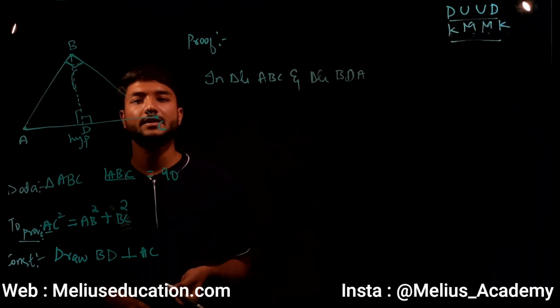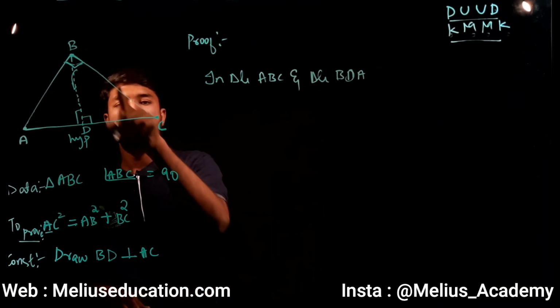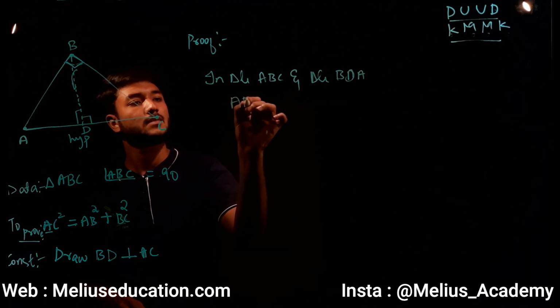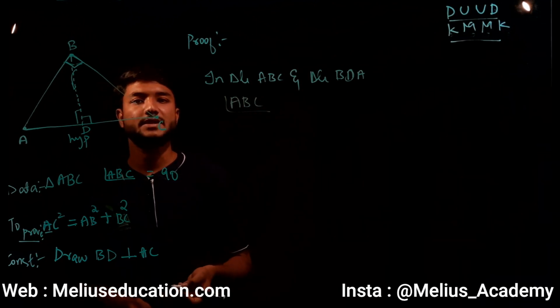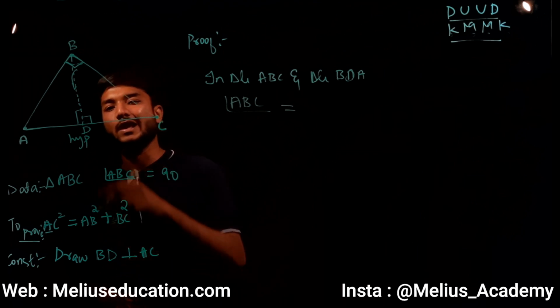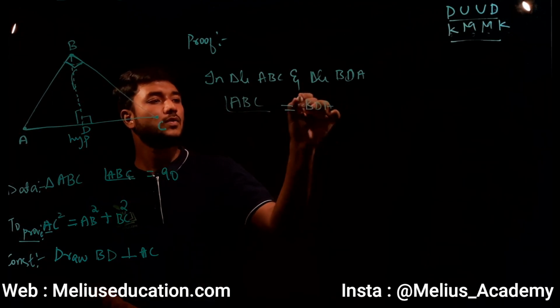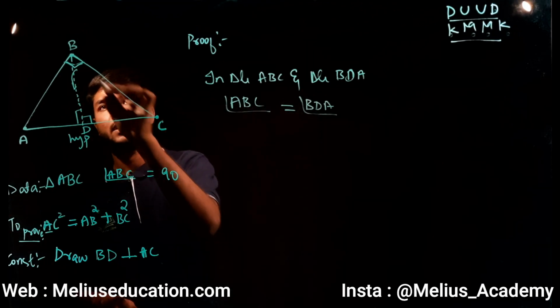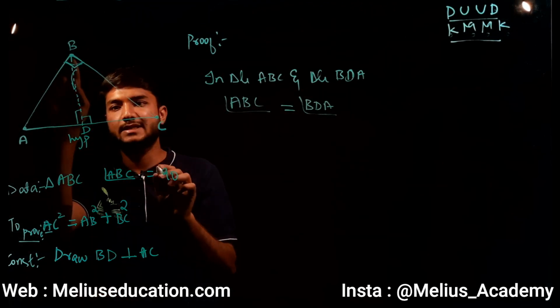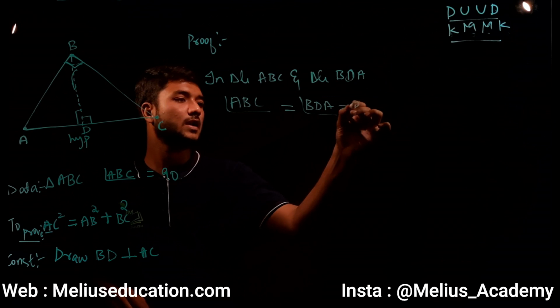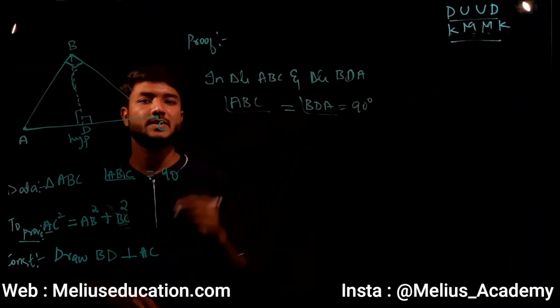And triangle BDA. So angle ABC is equal to angle BDA. How you can find L shape here? Even you can find L shape here. So L shape and L shape, that is equal to 90 degrees. So one angle has been proved equal.